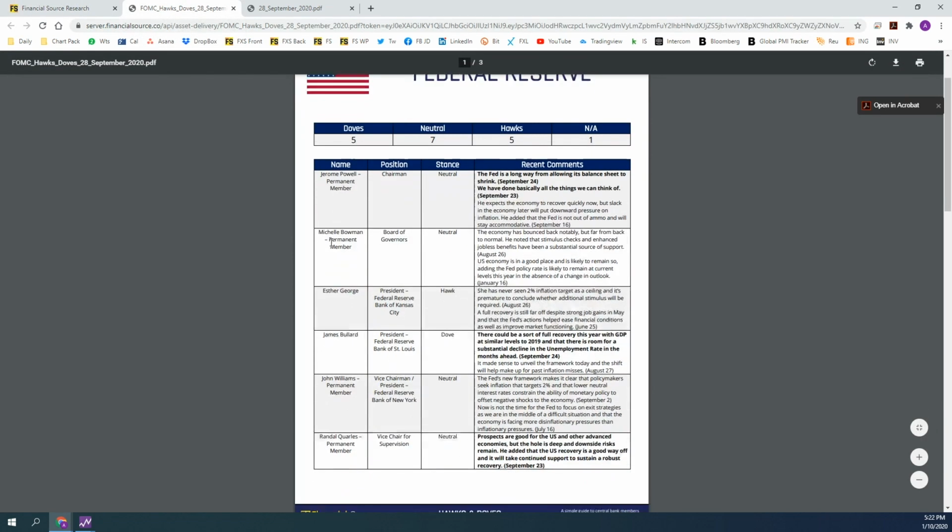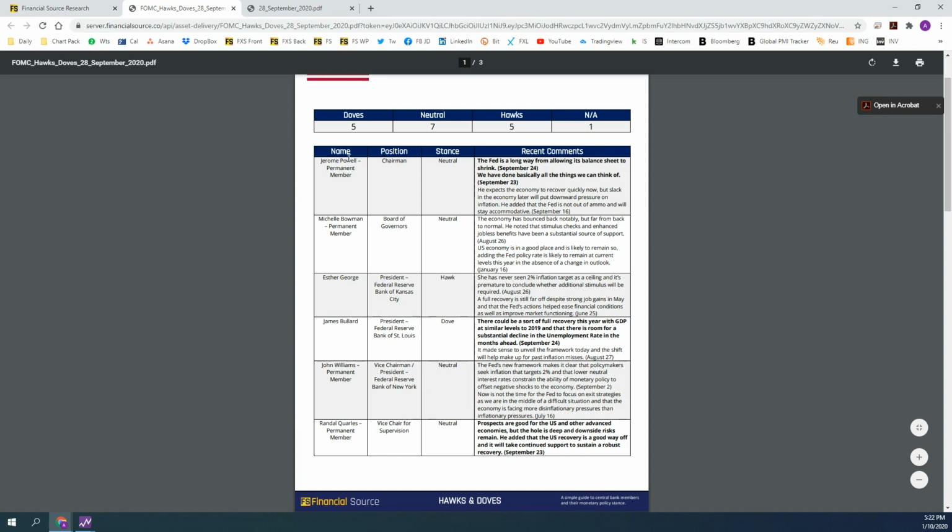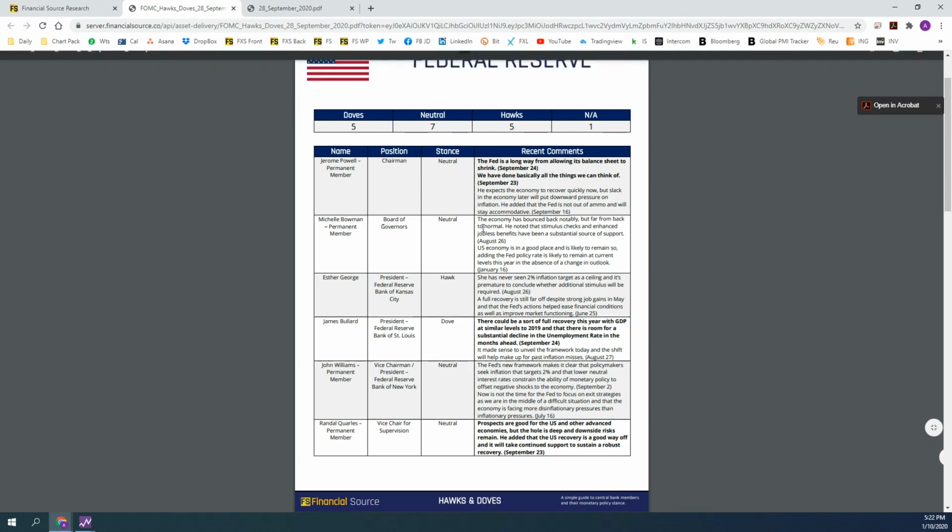So if I open up the one for the Federal Reserve, you'll see it basically gives you all of the members. It gives you their current position in the central bank, and it also gives you their policy stance as well as recent comments that they've delivered. Now, once you have this information, you simply need to wait for these speakers to have speeches and listen to their communications.